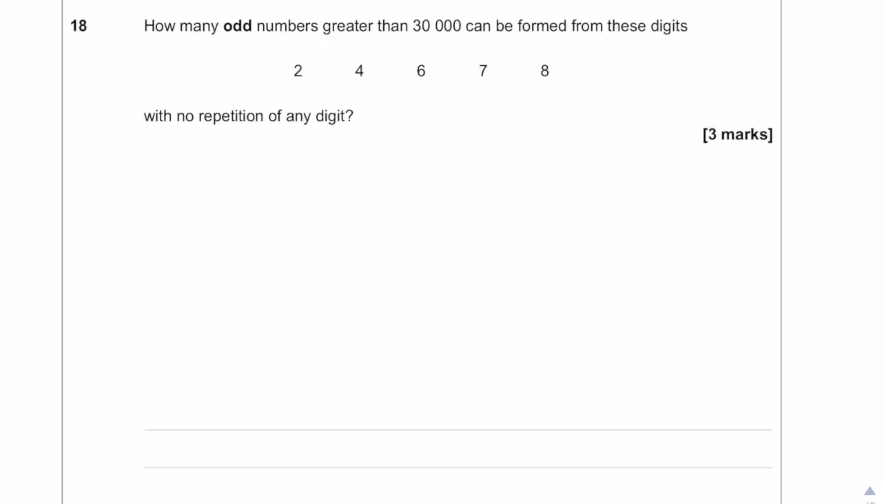We've got 5 digits, so let's say we've got 5 spaces. Now, we're told in the question that our number is going to be odd and it's got to be greater than 30,000. So the first thing is we've got to work out how many odd numbers are greater than 30,000.